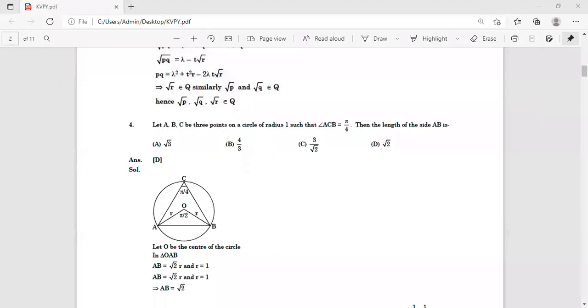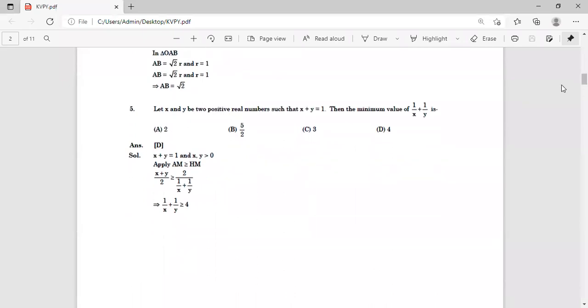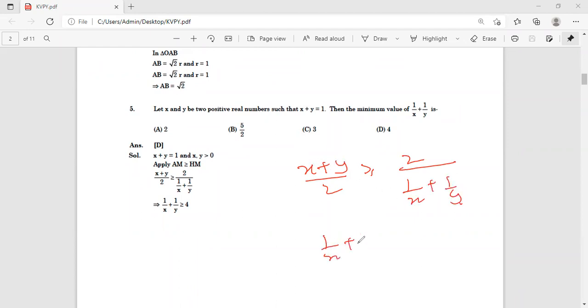So next one, X, Y are two positive numbers. Then arithmetic mean is greater than or equal to geometric mean, which is greater than or equal to harmonic mean. So x plus y is 1. So 1 by x plus 1 by y is at least 4. Simple.